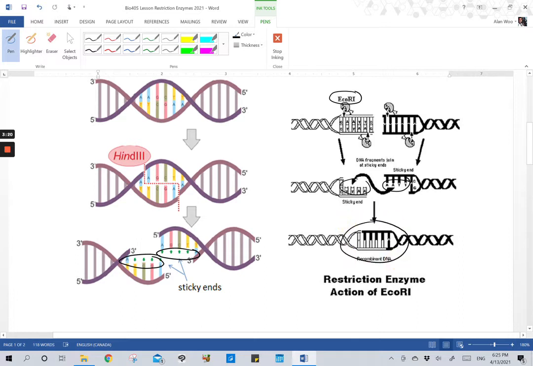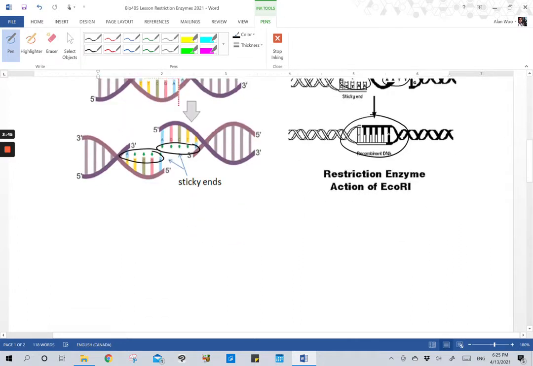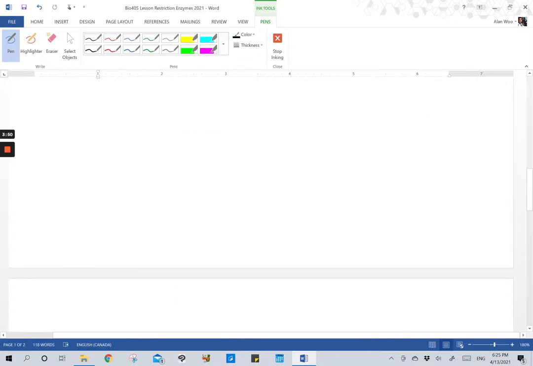So this is a really easy way for us to insert genes into the genome of a different organism. We use this in genetic engineering, or genetically modifying an organism. Restriction enzymes do have some very important uses. Today we're going to focus on how they are applied to DNA fingerprinting. So we want the restriction enzymes to make DNA fragments.